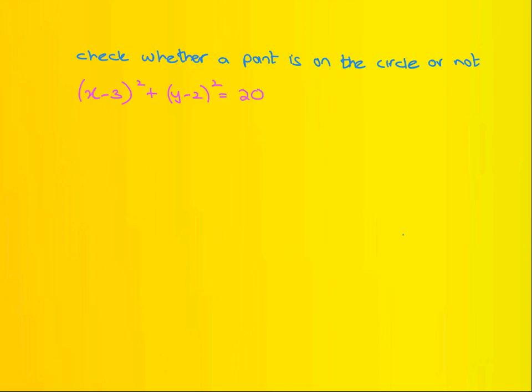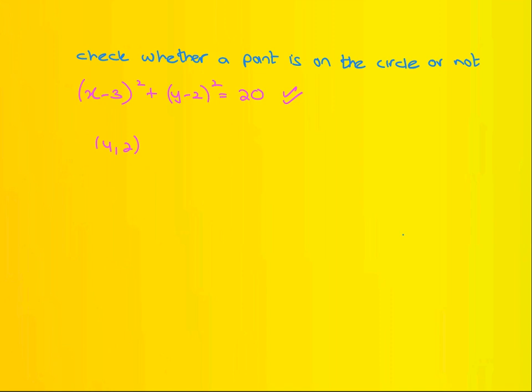Now the next thing is to check whether a given point is on the circle or not. Now this is a very simple concept. If I give you a point, let's say 4, 2, and I ask you to check whether this point is on the circle or not, all you need to do is plug in the values in the given equation and see if this gives you a true statement or not.